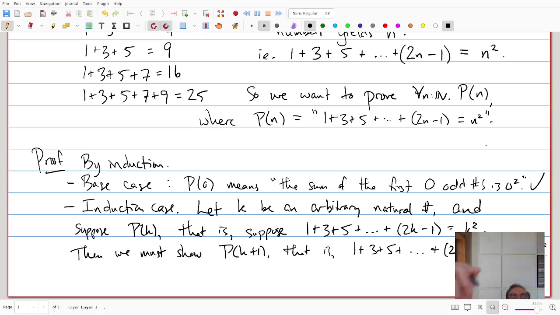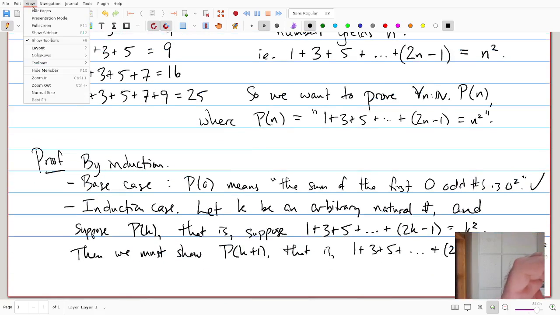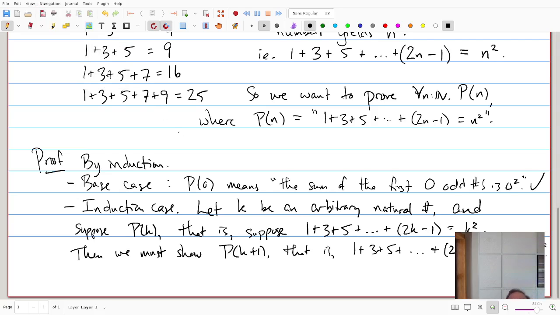I'm out of space. Let's go to the next page. Actually, you know what? Is there a way? Oh, there is. I'm trying to figure out if there's a way that it can show me the next page right under this one so that I can scroll and you can still see this and the next page at the same time. But I don't.